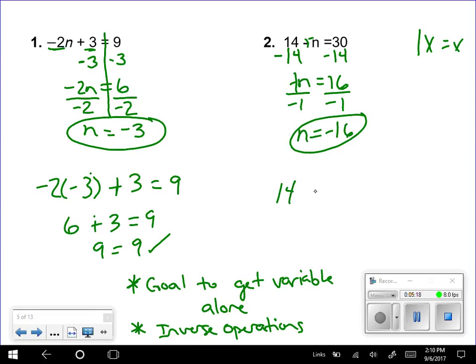So if we check this, 14 minus negative 16 equals 30. We'll keep change. 30 equals 30. I know that's right.